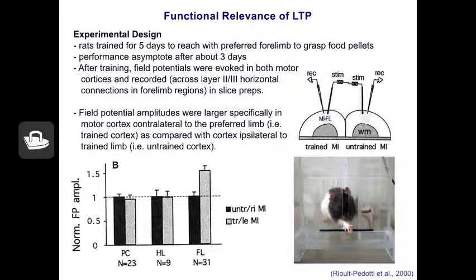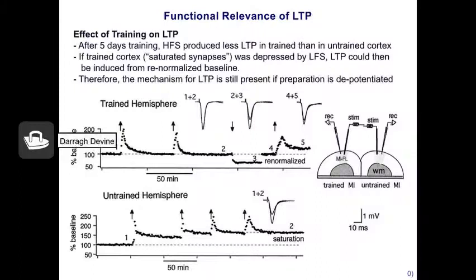Because a very small misalignment of the electrodes could have a significant impact on the magnitude of the response to stimulation. But never fear, Rioult and Pedotti were not done yet. The next set of experiments in their Science paper, I think, is super cool. In this experiment, another cohort of rats was trained for 5 days in the forelimb reaching and grasping task until they reached that high level of proficiency.